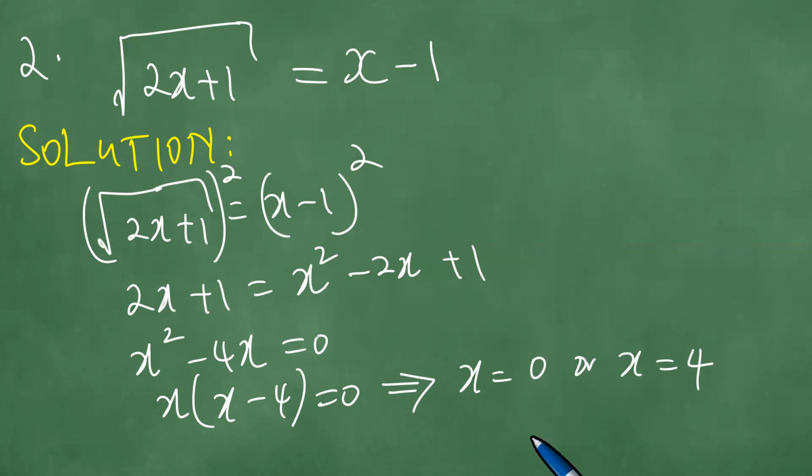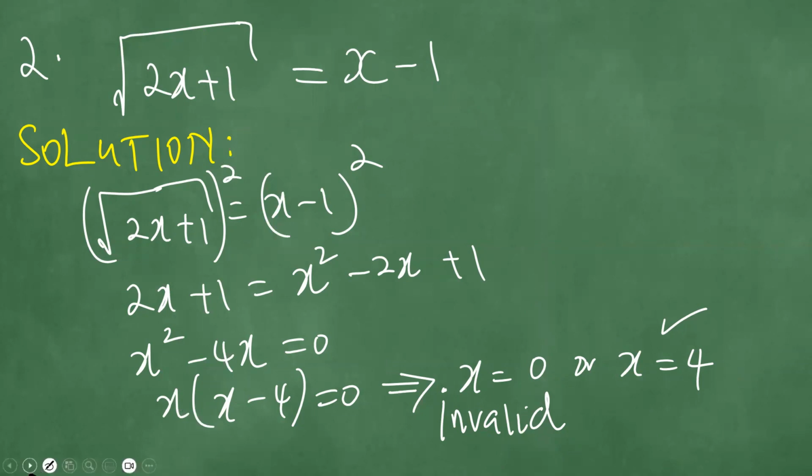So you need to test this. Testing is quick: if you put 0 here, it's going to be 0 minus 1, which is minus 1, which means that this one is invalid. But x equals 4 gives 3 on the left, and 3 on the right, and this one is valid, but the other one is invalid.